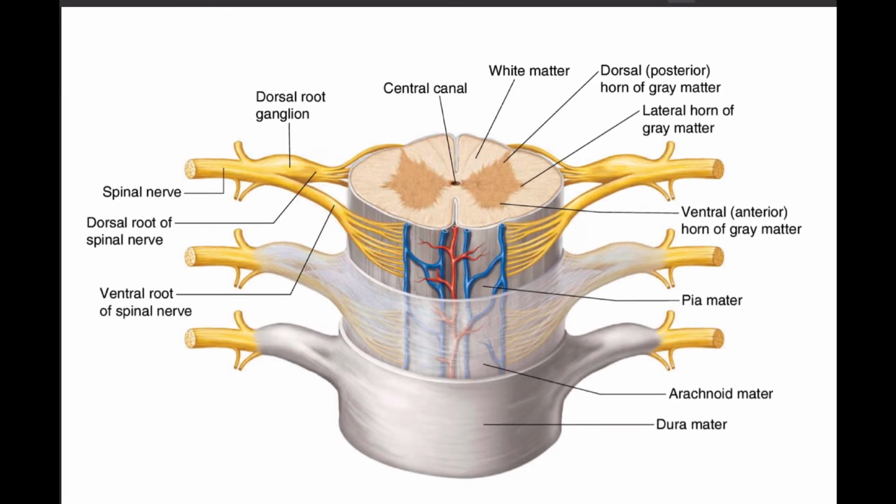So you have both ascending tract and descending tract in the anterior column and also in the lateral column. You have only the ascending tract in your dorsal column. So do not forget this one.